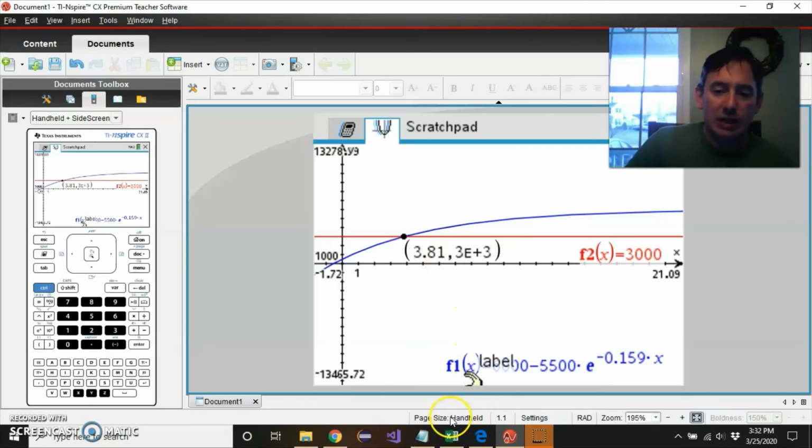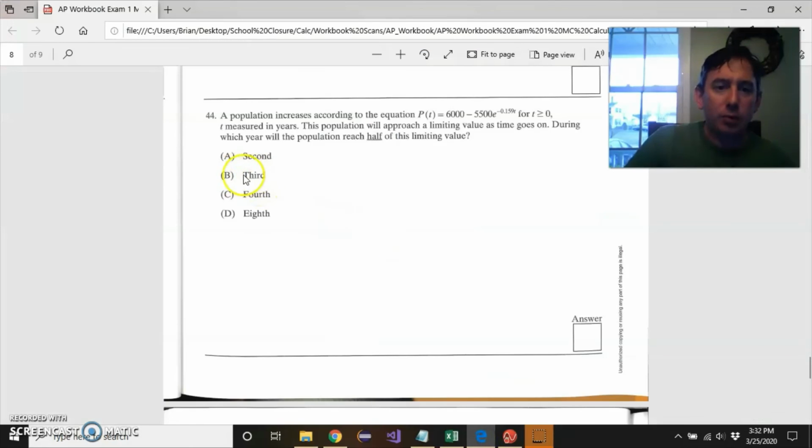Now here's the other weird trick. Some of you are probably going to be tempted to pick the third year. 3.81 is not in the third year. It's in the fourth year.